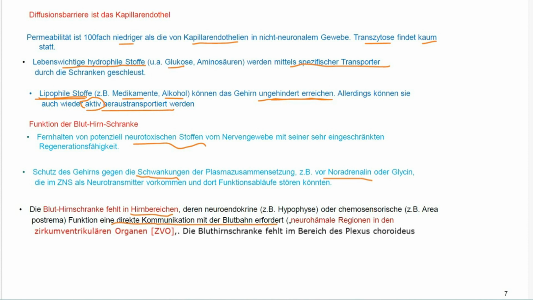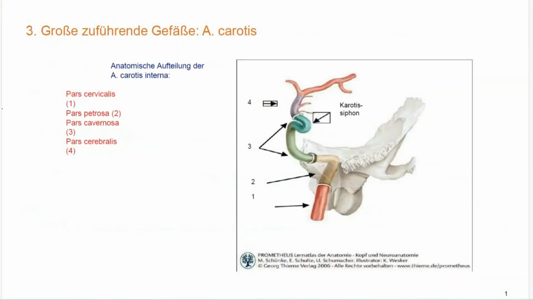For instance, the blood-brain barrier doesn't exist in the choroid plexus. The internal carotid artery has 4 parts, or rather, it's one artery, but in different areas. That's why it has different names. Pars cervicalis first, then here goes the pars petrosa, then the pars cavernosa, and the pars cerebralis. At the end is called the pars cerebralis, and the third and fourth parts form the carotid siphon.